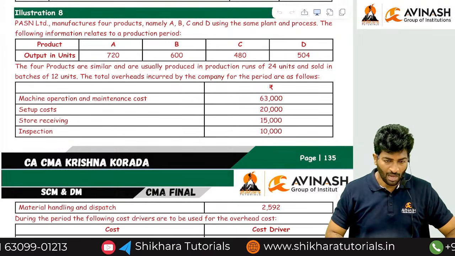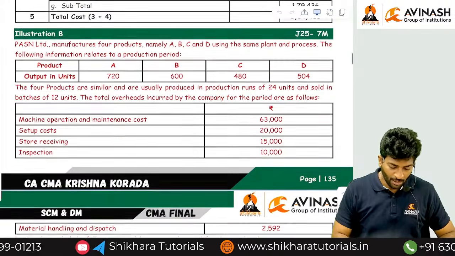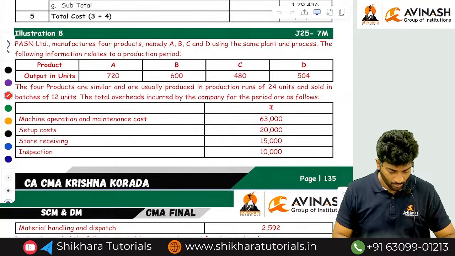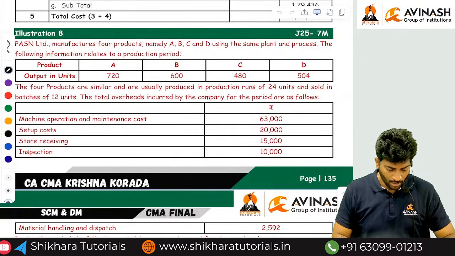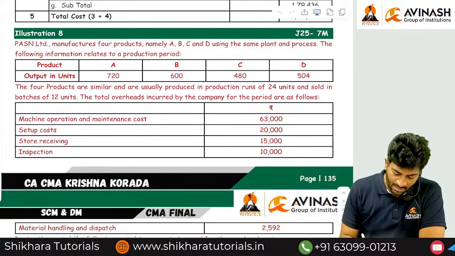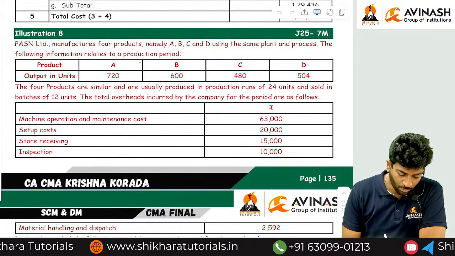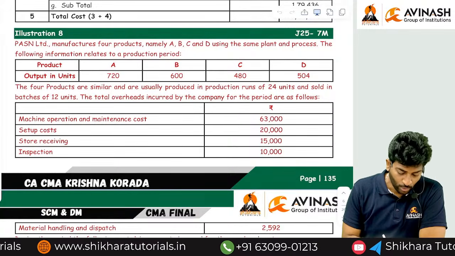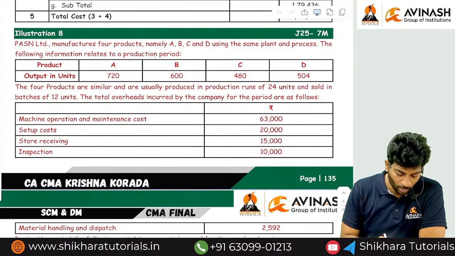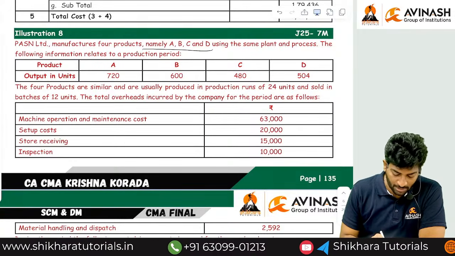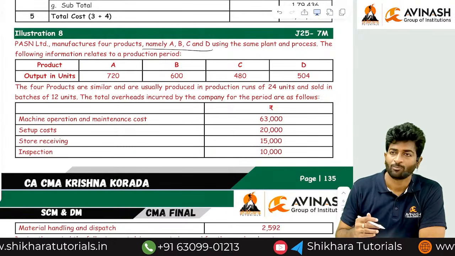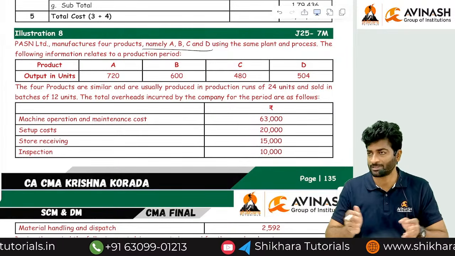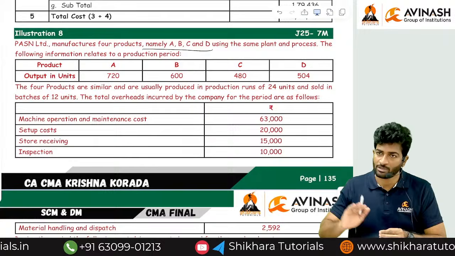KSN Limited manufactures 4 products, namely A, B, C, and D, using the same plant and process. The following information relates to a production period. Try to understand each and every point. We have 4 types of products in the same plant and process. Only then can overhead be added among those products. C and D are producing in some other plant.